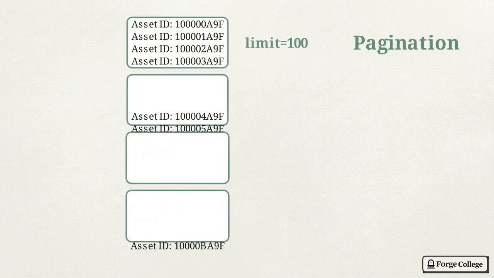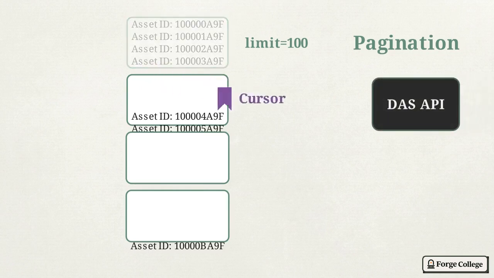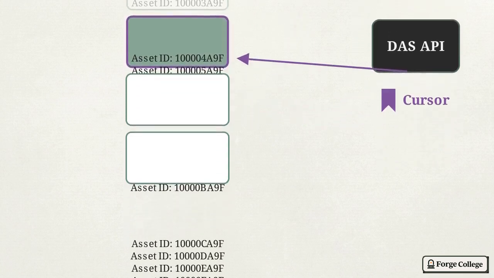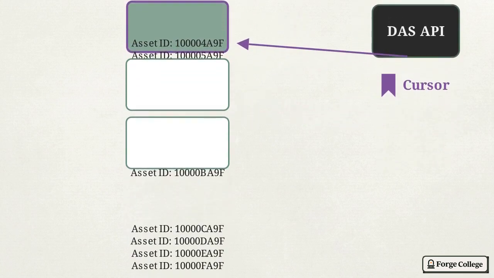To navigate between those chunks, the API hands you a cursor. Think of the cursor as a digital bookmark. When you finish reading the first 100 items, you hand the cursor back to the API, and it knows exactly where to pick up the next 100 items without missing or repeating a single entry.